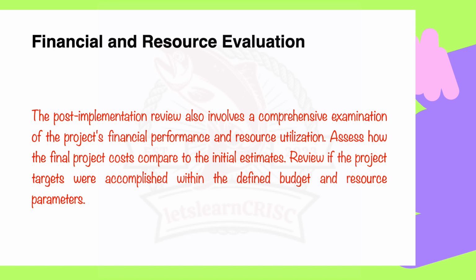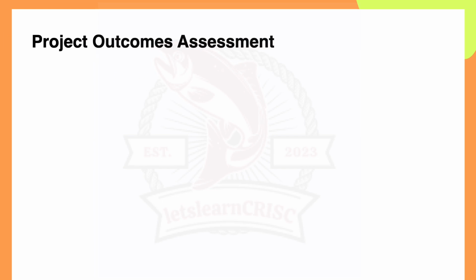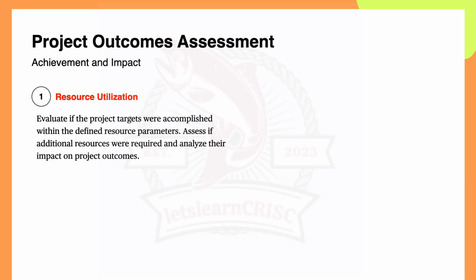Right? Moving next, we'll discuss the project outcome assessment. In the project outcome assessment, the first is resource utilization. Friends, in resource utilization, we have to check if the project achieved its goal within the planned resources or not. It is like making sure a recipe turned out well without needing more ingredients than planned. Or did the project stay within its resource limit or not? Right? We have to evaluate it, right?